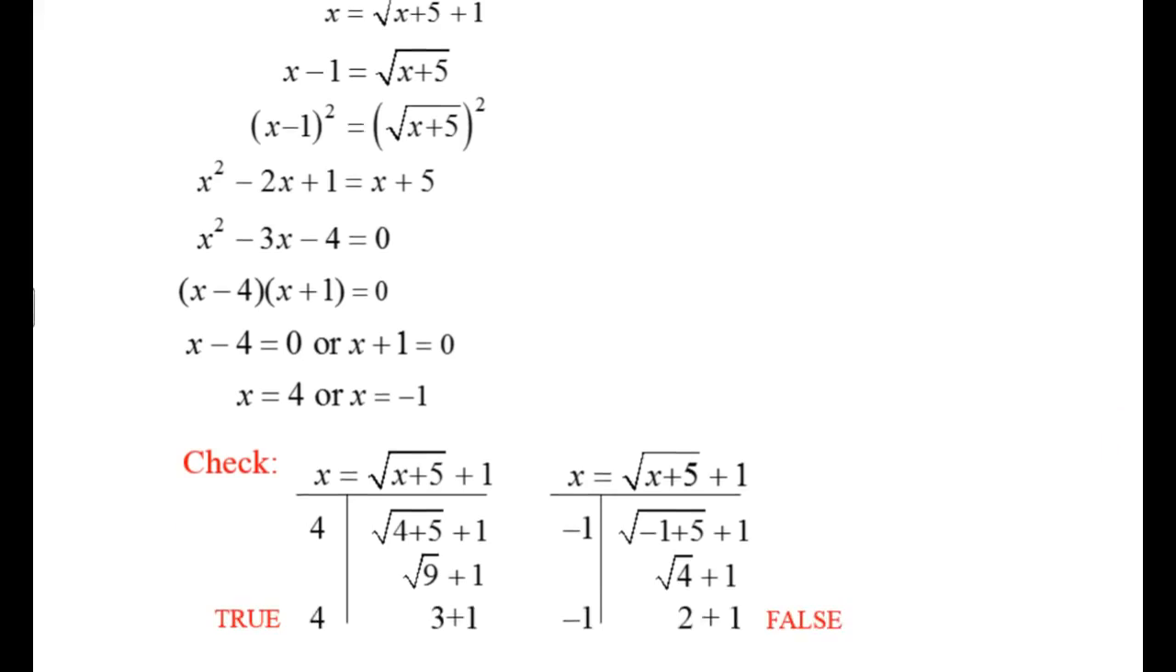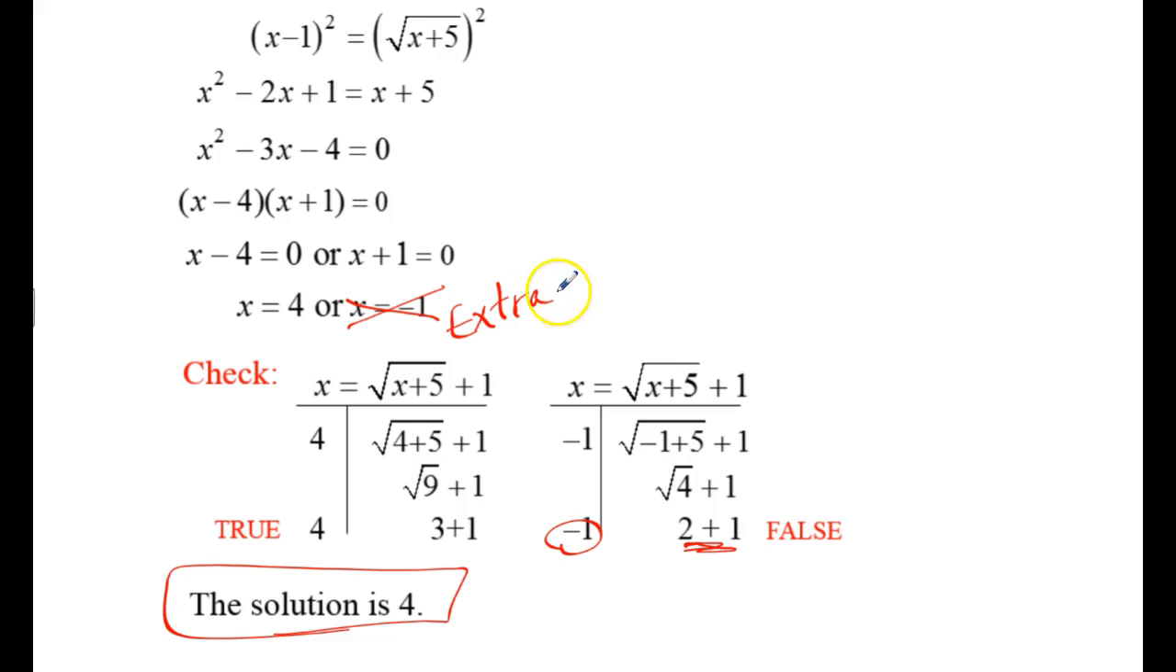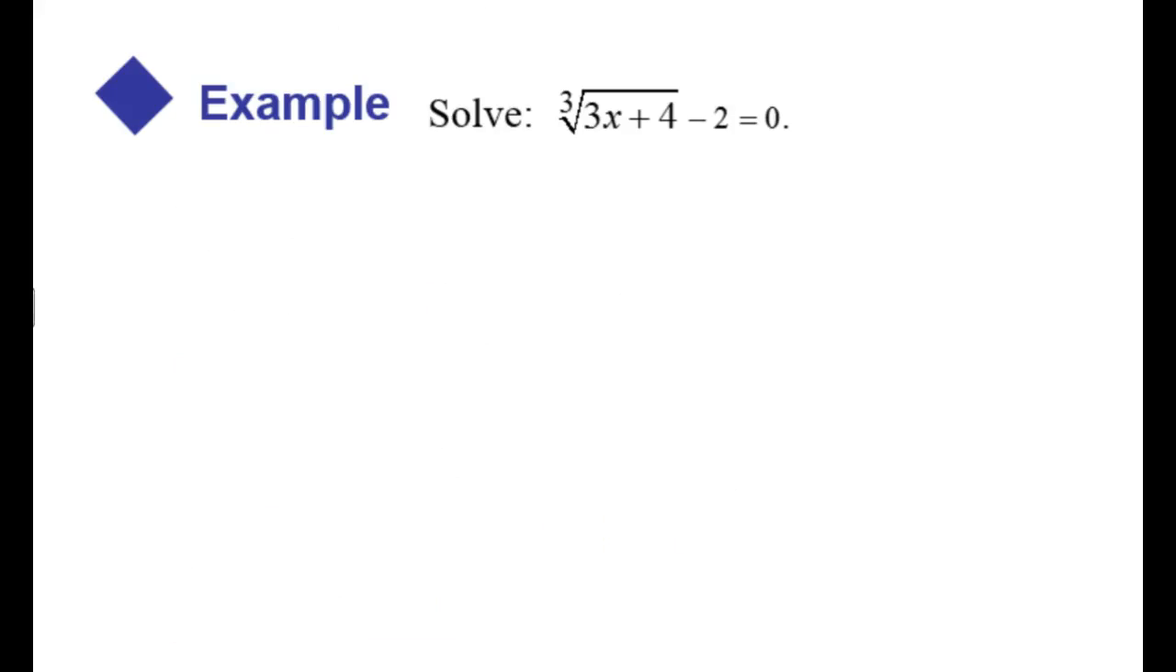So here's the author showing you the check for these. And we get a false statement over here. 3 does not equal -1. So what do you do? You throw out that and say the only solution is 4. This is called an extraneous solution. It's an extra answer, and that's how you spell extraneous, with the word extra, and that's exactly what it means.